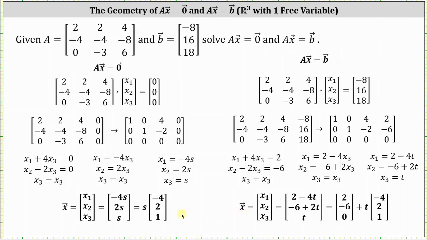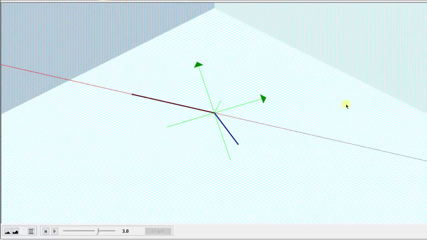To do this, we will first graph the constant vector 2, negative 6, 0, and then we'll plot scalar multiples of the vector negative 4, 2, 1, where we plot these vectors with the initial point at the terminal point of the constant vector. So this blue vector is the graph of the constant vector 2, negative 6, 0. And because we are adding scalar multiples of the vector negative 4, 2, 1 to this vector to find solutions, we will plot the scalar multiples with the initial point at the terminal point of this constant vector.